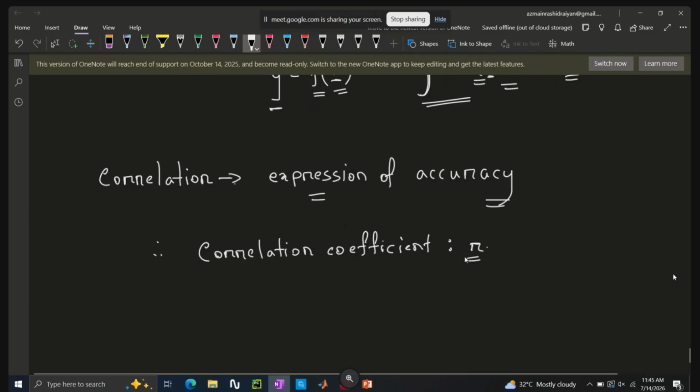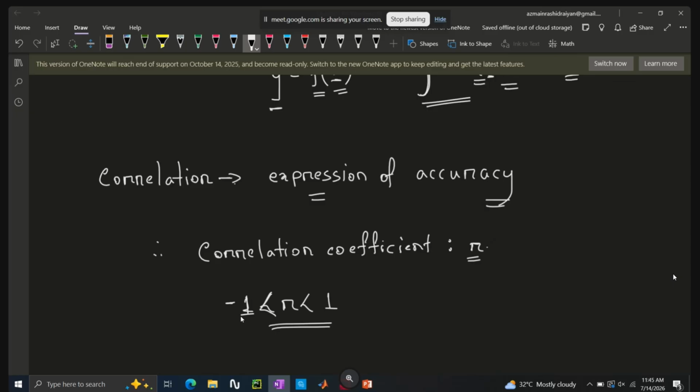Small r. The correlation coefficient value varies from -1 to +1. What does it mean if the correlation coefficient varies from -1 to +1? The correlation coefficient is basically an expression of accuracy. It means how accurately the regression model captures the behavior.